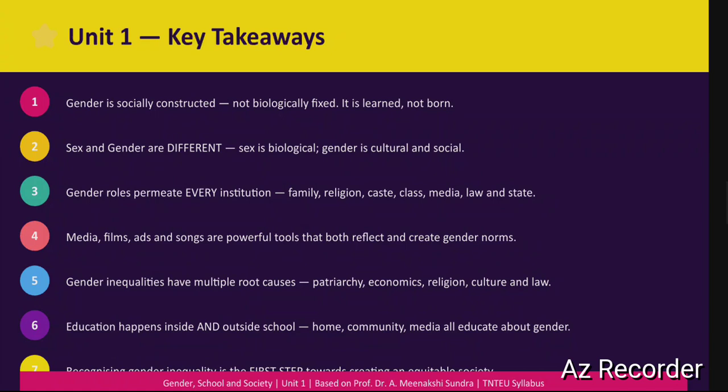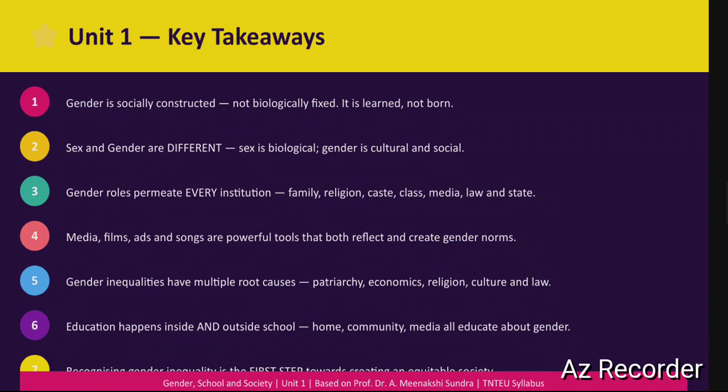Okay, so these are the Unit 1 key takeaways. Gender is socially constructed, not biologically fixed. It is learned, not born. Please note that it is learned, not born. Sex and gender are different. Sex is biological; gender is cultural and social. Gender roles permeate every institution: family, religion, caste, class, media, law, state, everywhere it's there. Media, films, ads and songs are powerful tools that both reflect and create gender norms. Gender inequalities have multiple root causes: patriarchy, economics, religion, culture and law. Education happens inside and outside school, that is home, community, media, and all of it educates on gender.